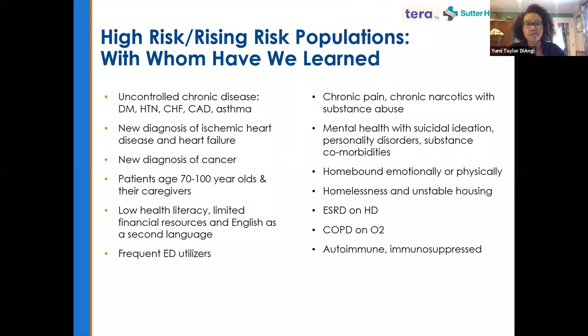We'll take some more. I'm going to move into talking about lessons learned in managing high risk or rising risk populations. Our practice is not treating coughs and colds day in and day out. We are managing a lot of substantial complexities of care, everything from new diagnoses of cancer to patients who have social behavioral risks, including concerns with financial resources and health literacy, chronic pain, end-stage renal disease on dialysis. Mental health is a big comorbidity that we do see. So along those lines, next slide.